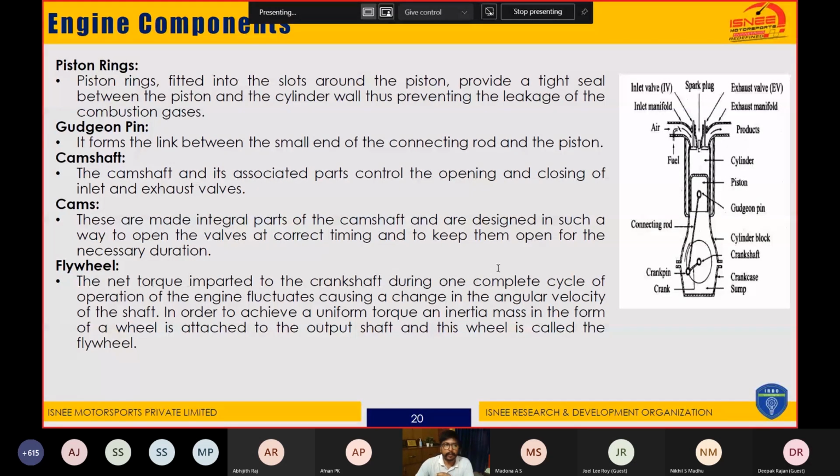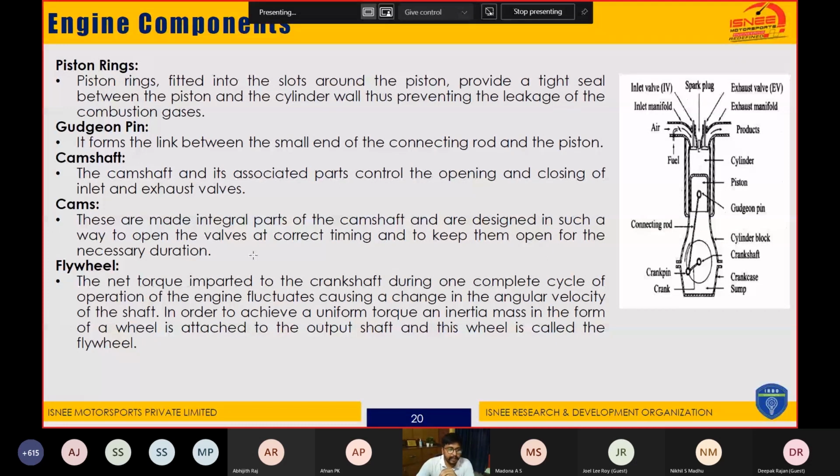Then we have the camshaft. The camshaft and its associated parts control the opening and closing of the inlet and exhaust valves. Then we have cams. So these inlet and exhaust valves are controlled with the camshaft and the cams over here. In the next video or animation, I'll show you that. So don't worry, I'm just reading out the definitions as of now. Then I'll locate the part specifically.